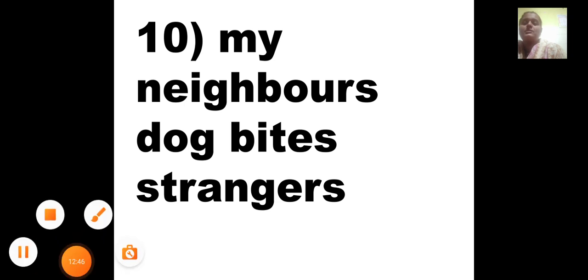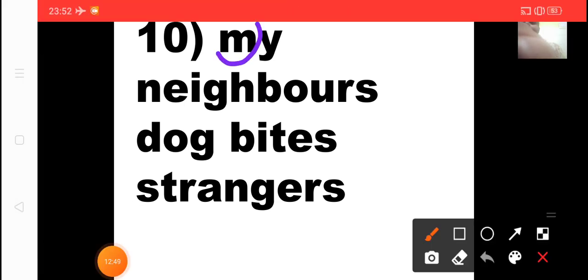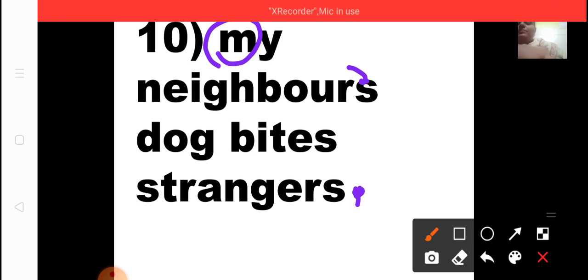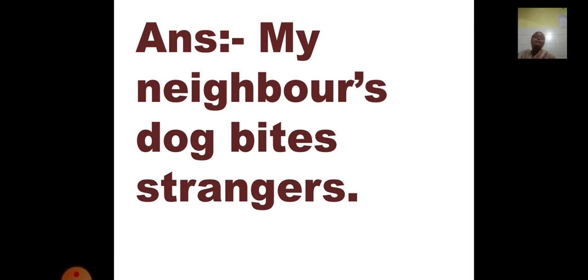Did you get it? Now last sentence. My neighbor's dog bites strangers. Now what are the punctuation marks here? M capital. Okay. Neighbor's, apostrophe S. Okay. Dog bites strangers, full stop. So 3 punctuation marks. M capital, apostrophe S, and at the end of the sentence there is a full stop. So here is your answer. My neighbor's dog bites strangers.